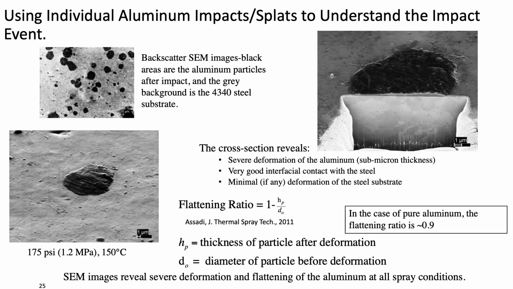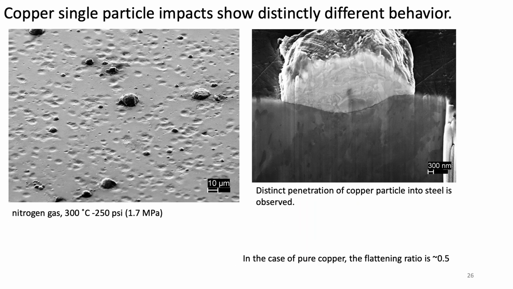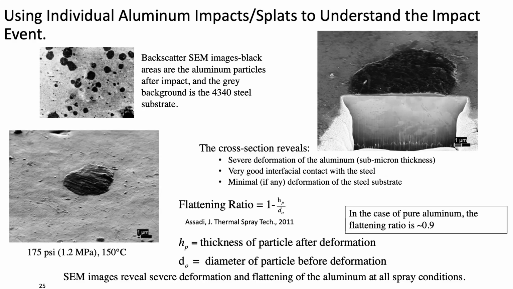Here are some backscatter images. This is spraying commercially pure aluminum onto a 4340 steel substrate. And what you can see is that it completely pancakes. These were spherical particles to begin with, and when they hit, they just pancake themselves. And if you use a focused ion beam, you can cut through the particle and you can see just how flat it is.